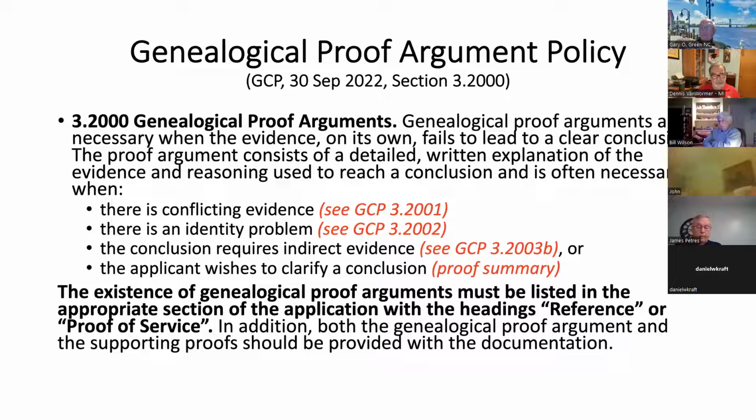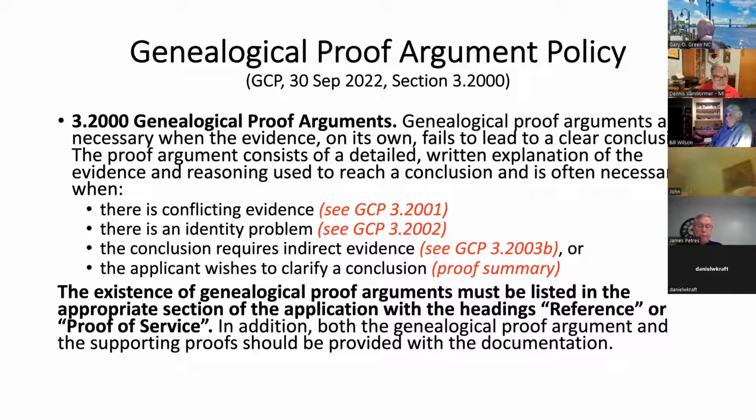Now, there's basically 4 different times or situations where you may or will need a genealogical proof argument, and they're listed right there. The first 3, it just says CGCP. They also have subsections in that policy that give you some more details on what constitutes conflicting evidence or identity problem, that type of thing.